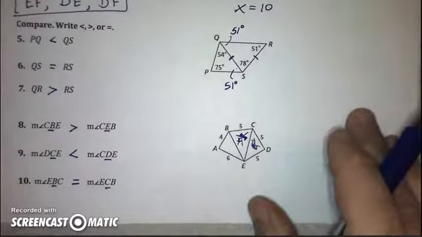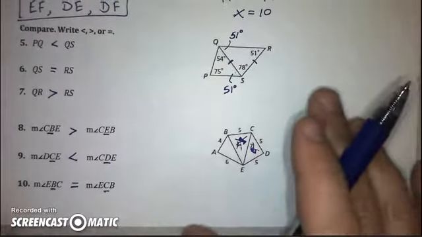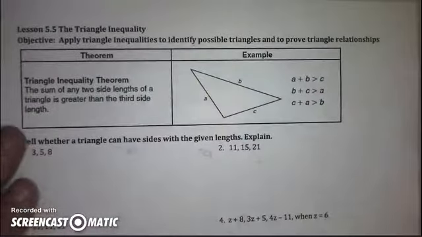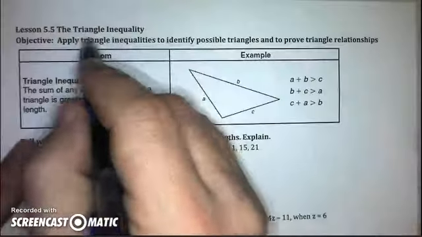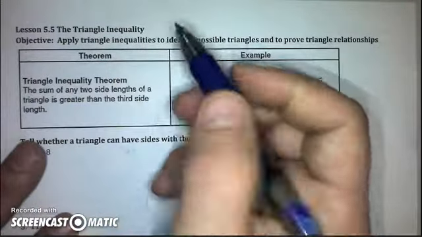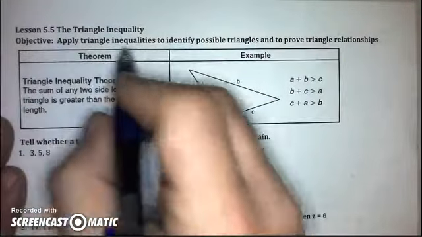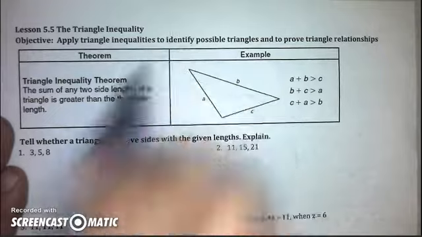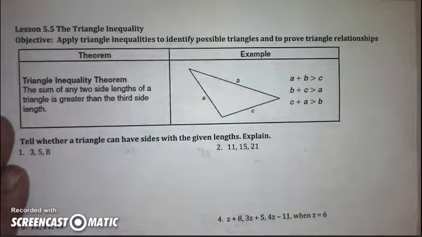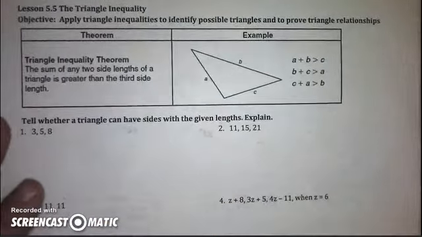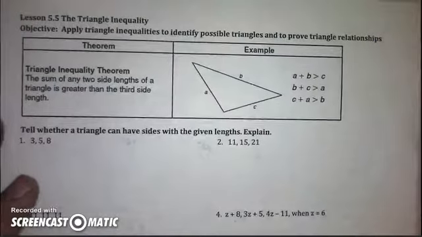All right, that wraps up our lesson over 5.3. Now we're going to jump right into lesson 5.5 over the triangle inequality theorem. Okay, and in this we will be applying the triangle inequality to identify possible triangles and also to prove different triangular relationships. So let's look at this theorem and get ready to move on.